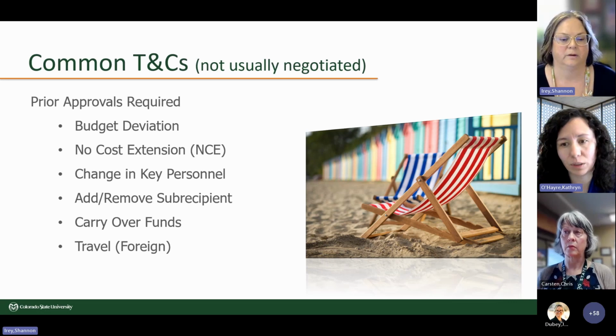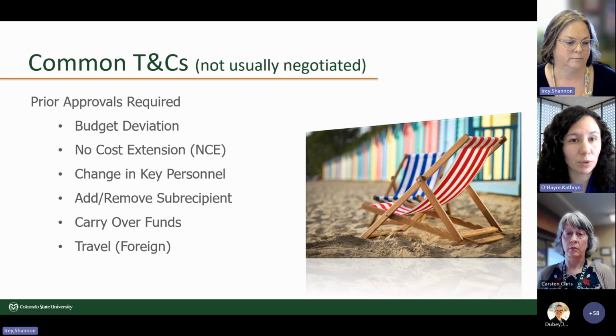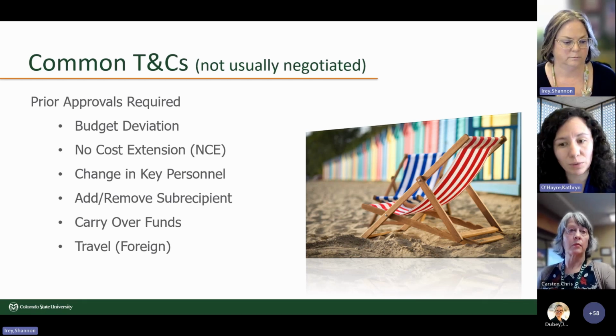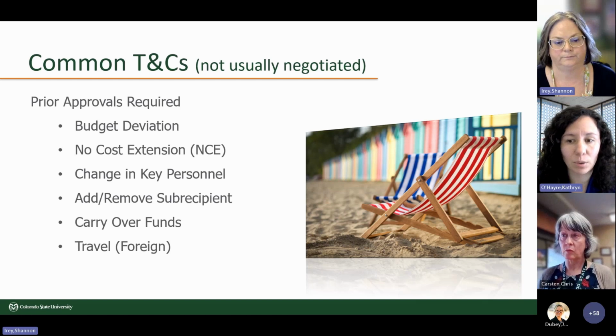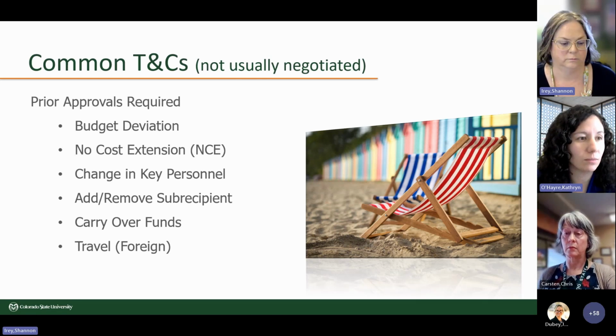And then lastly, the one we're going to call out is travel. Is there any restriction on travel? Even though it's been approved in the budget, do we have to tell the sponsor again that we're traveling? Or do we only have to tell them if it's foreign travel? And then we also have our institutional travel policy. So make sure that you're adhering to that, and whatever your department policy is for utilizing the travel desk.